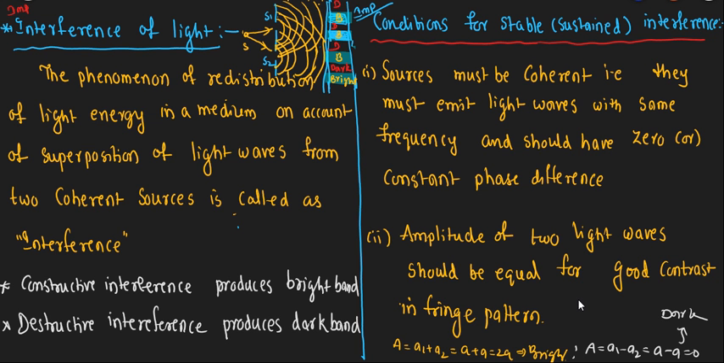This is the second condition. The first condition: the light waves should be coherent, or they should be emitted from coherent sources. Sources must be coherent. And the second condition: the amplitudes should be equal.